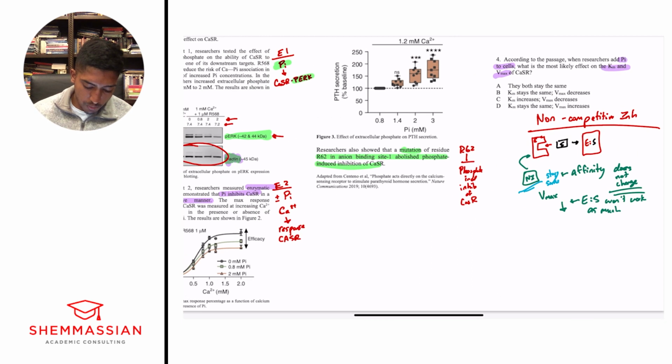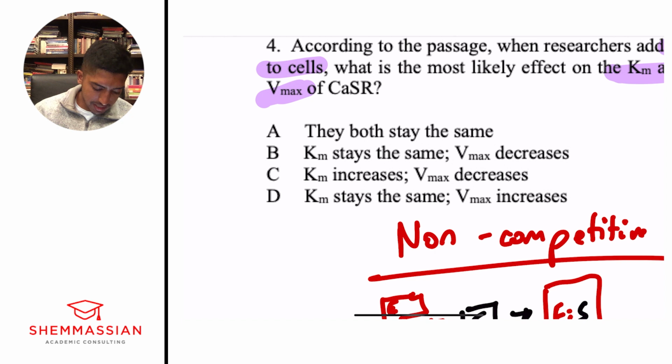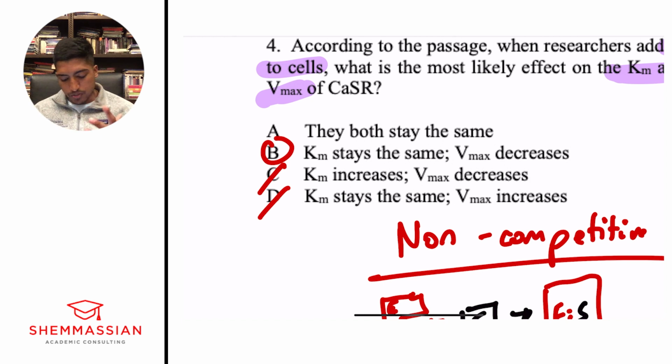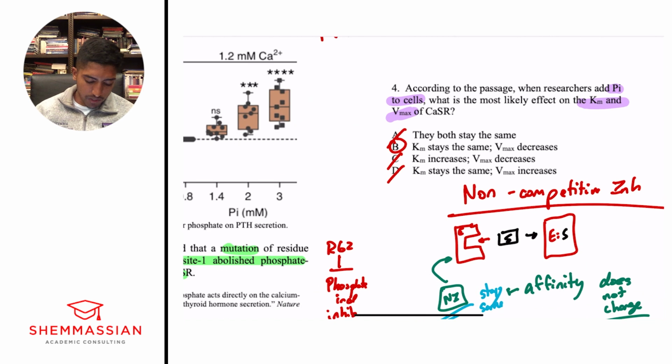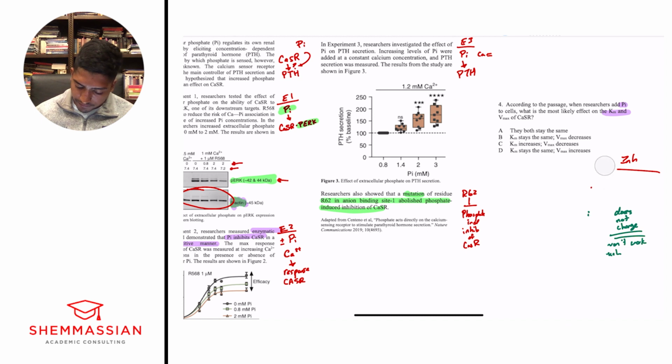And so with that, we should be able to identify that our Km will stay the same while our Vmax will decrease. Vmax increases, doesn't make sense. Km increases, Vmax decreases. We know our Km is going to stay the same because the affinity of the enzyme and substrate are going to stay the same. And we know they won't both stay the same because our Vmax will go down if there is an inhibitor involved that is binding to an alternative site. And so with that, we have knocked out question number 4, and we're ready for question number 5.